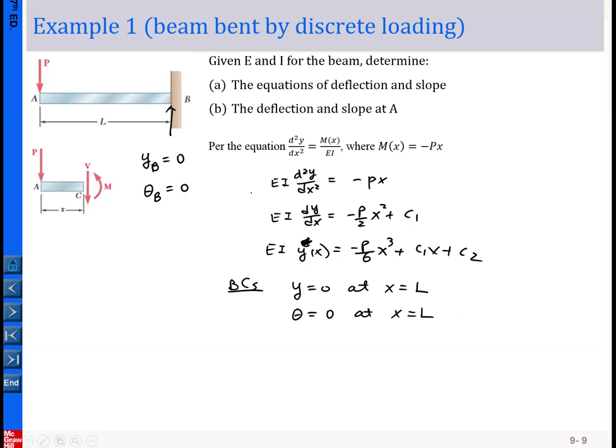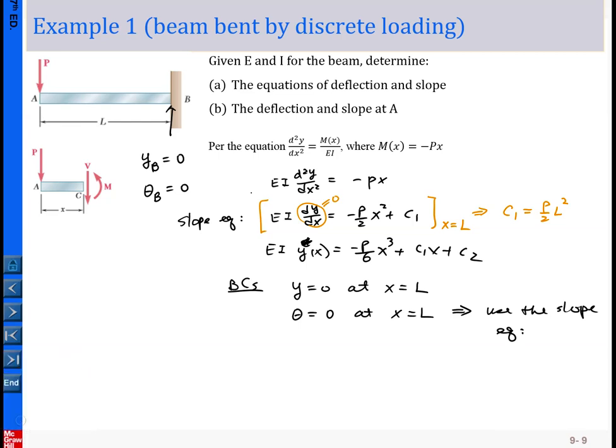Now we use the slope equation, which is about theta. When x equals L, the slope equals 0, and from here we can determine that C1 equals P over 2 times L squared.